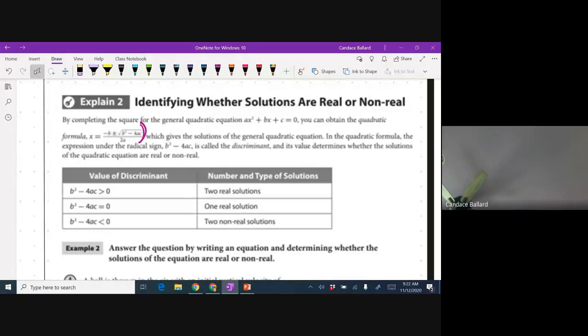In the quadratic formula, the expression under the radical sign, this b squared minus 4ac, that's what we call the discriminant, okay? Its value determines whether the solutions of the quadratic equation are real or non-real. Right, it says when b squared minus 4ac is greater than 0, tell me, what does greater than 0 mean? What kind of number am I getting? Is that a negative number? Is it a 0? Is it a positive number?